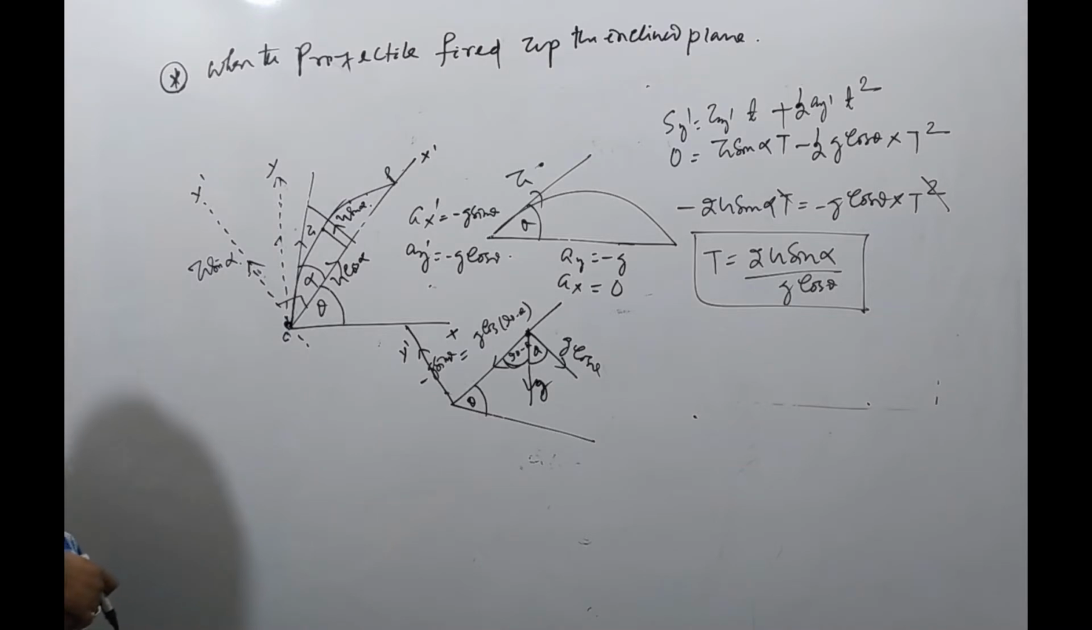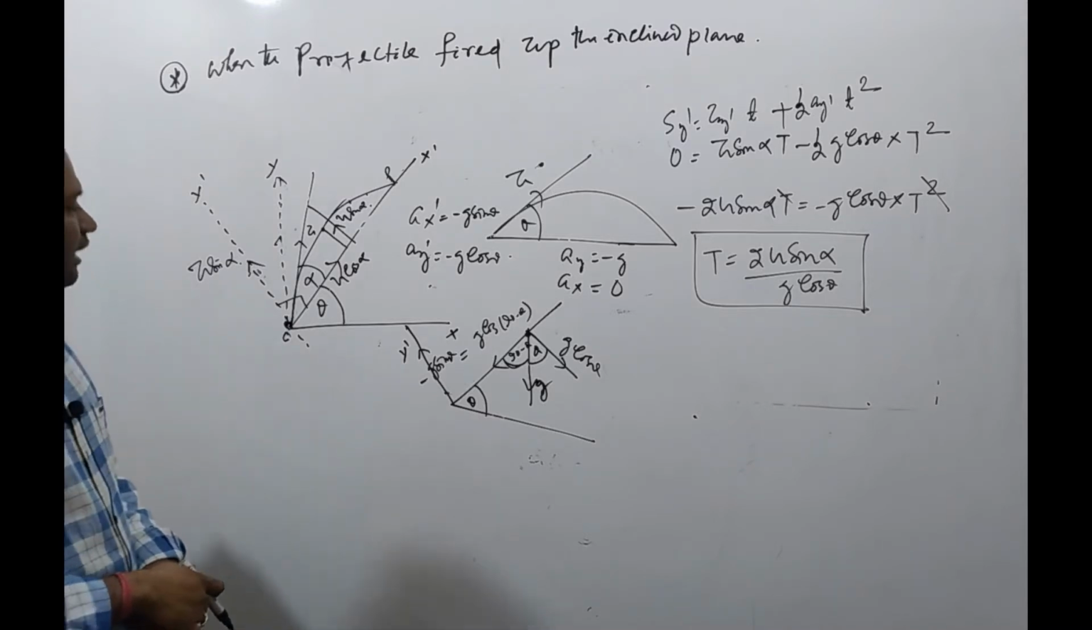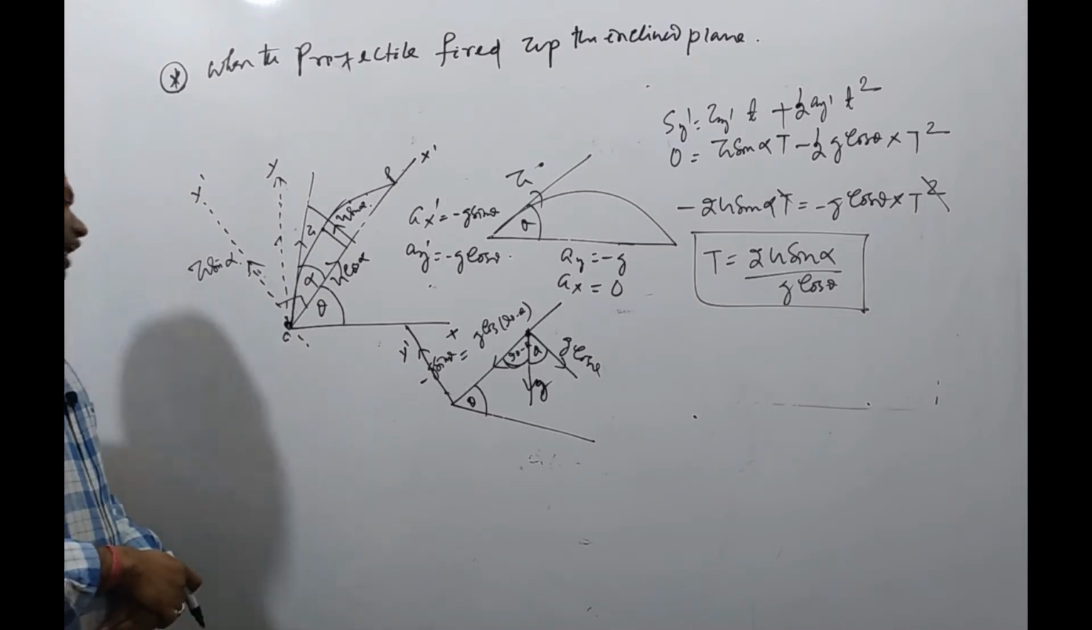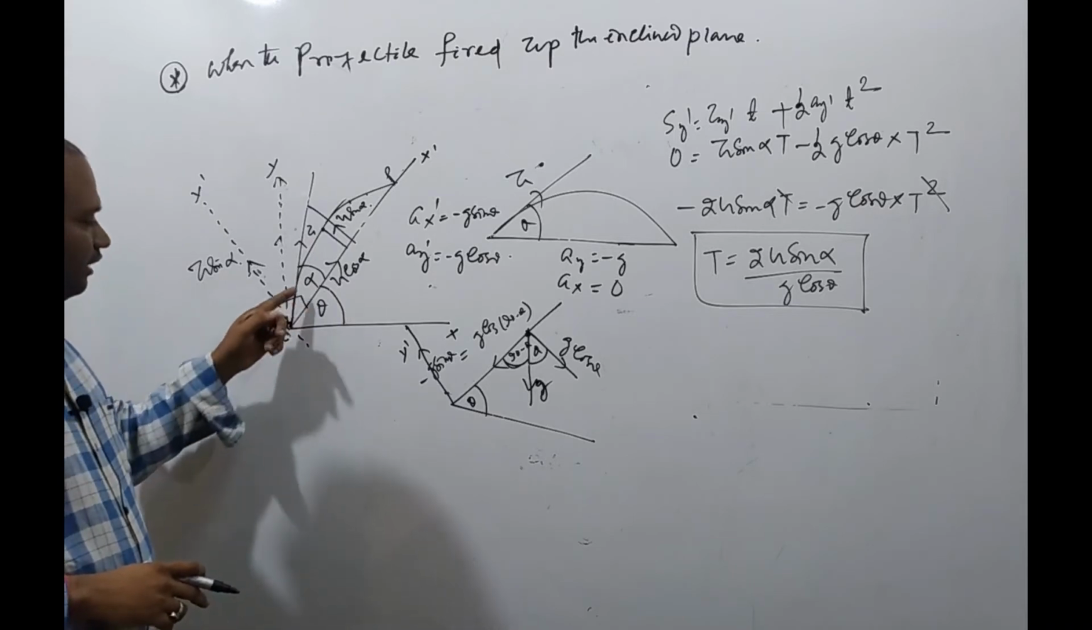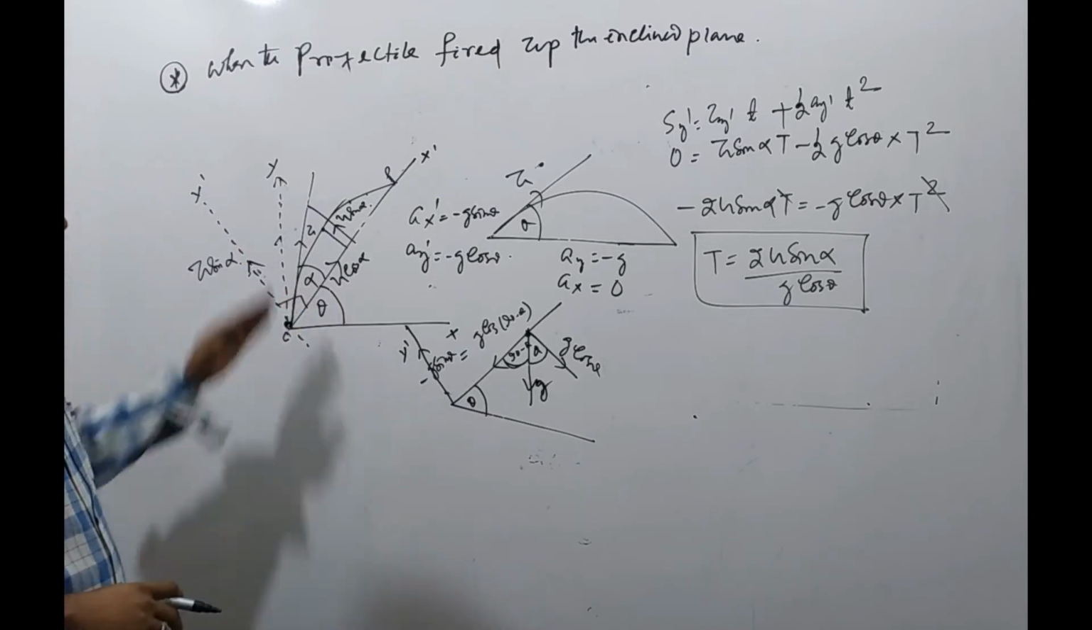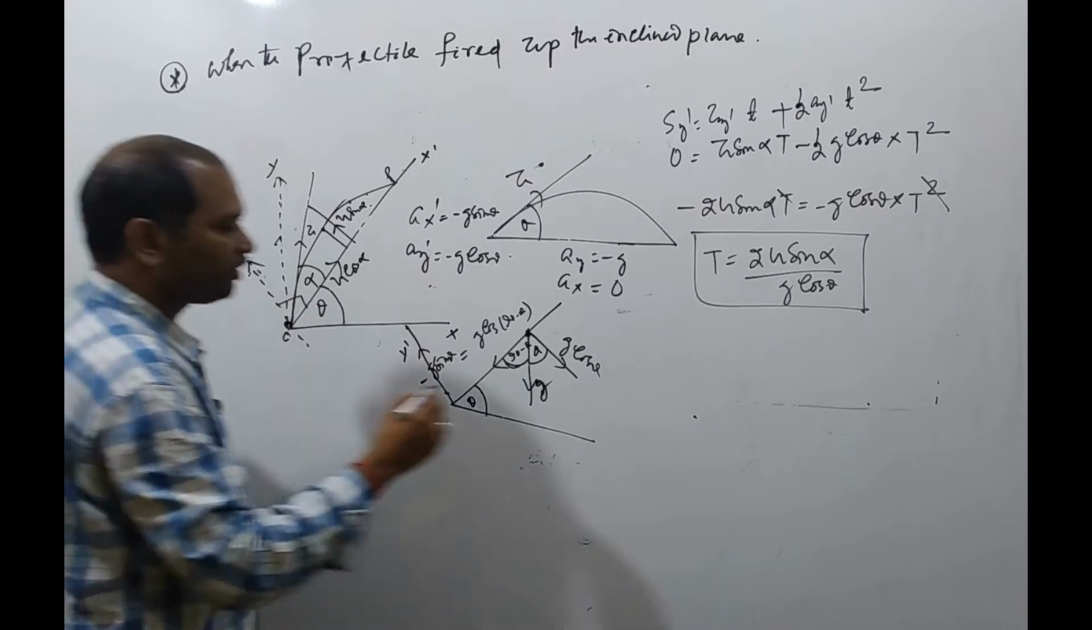Okay, you analyze one thing here. If there is no inclined plane, that means if theta is equal to 0 degrees, then the inclined plane will vanish and the figure will be like this.